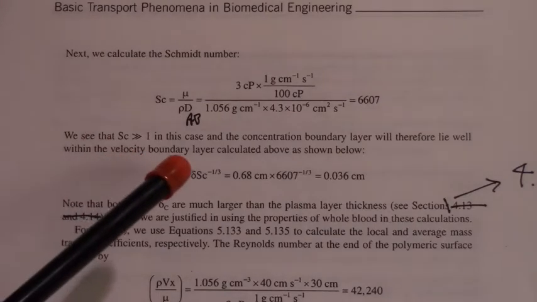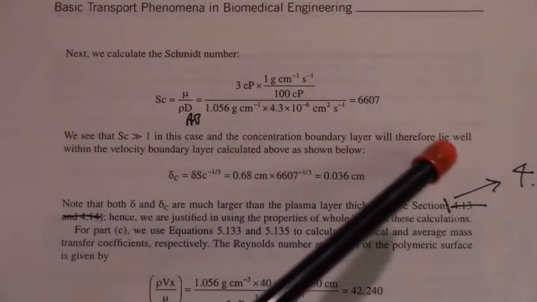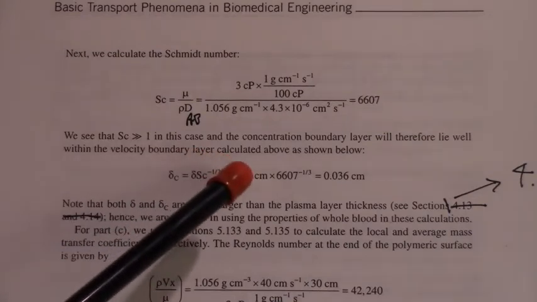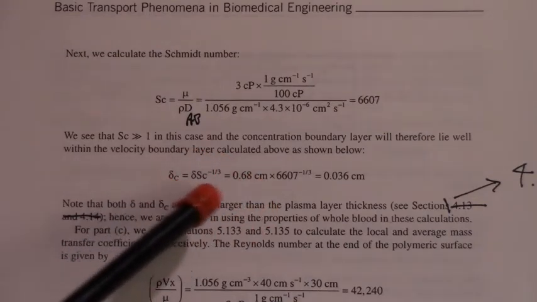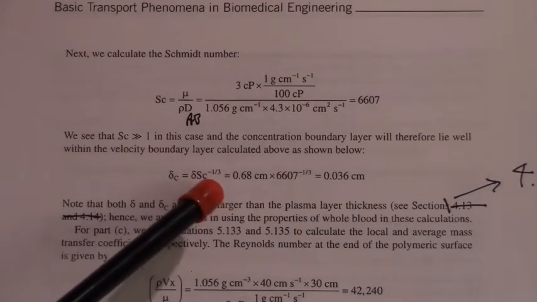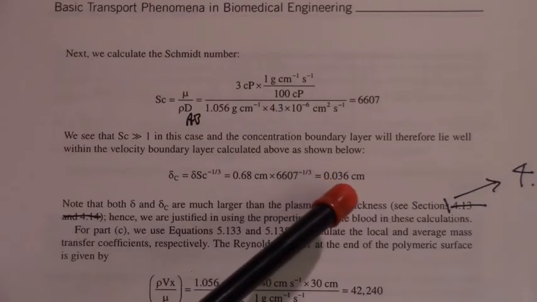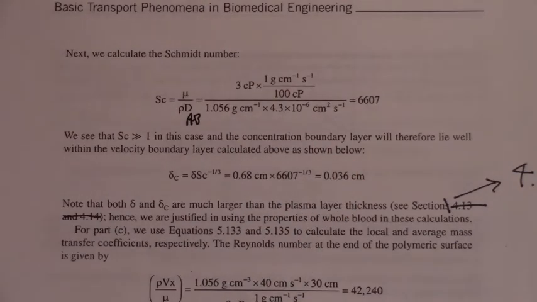So the Schmidt number is greater than 1, and the concentration boundary layer therefore will lie within the velocity boundary layer. We can calculate that thickness in terms of the Schmidt number and the momentum boundary layer thickness as I show here, and that comes out to be 0.036 centimeters. And we find then that the concentration boundary layer is considerably thinner than that of the momentum boundary layer.